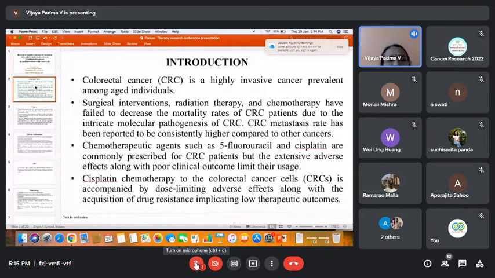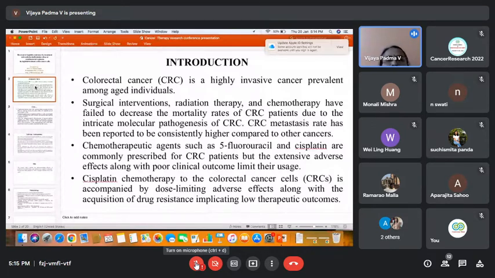So cisplatin chemotherapy to colorectal cancer cells is severely associated with complications, and also acquiring resistance to therapy is a major problem. Therefore, there is a need for a serious alternative.